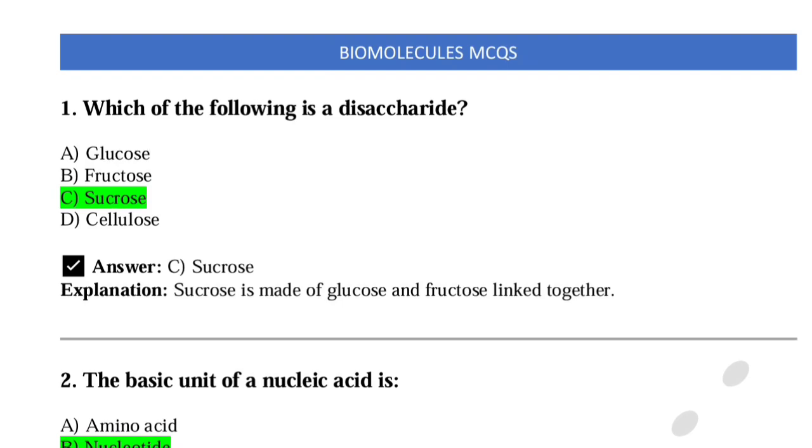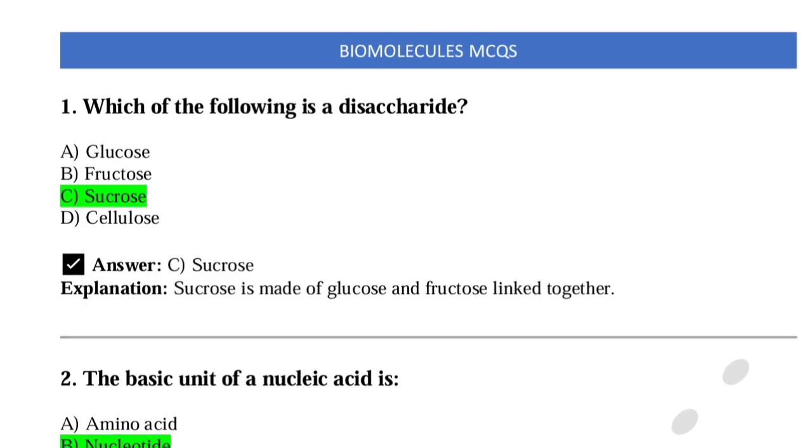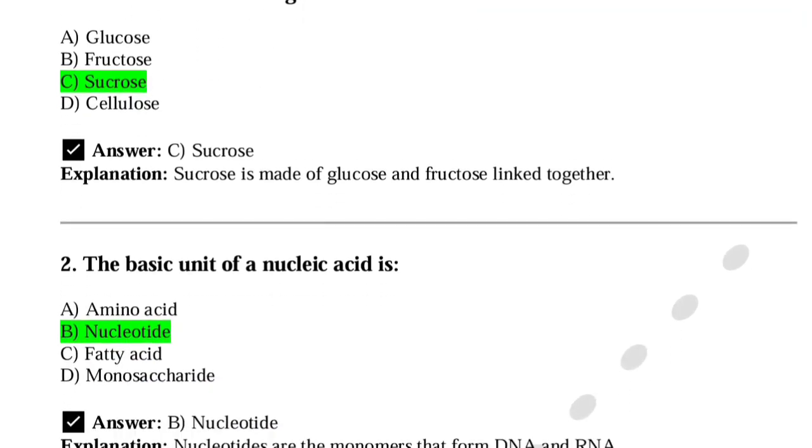Glucose is a monosaccharide, fructose is a monosaccharide and cellulose is a polysaccharide. So sucrose is the right answer. Option C is correct. Sucrose is made up of glucose and fructose linked together. So it is a disaccharide.